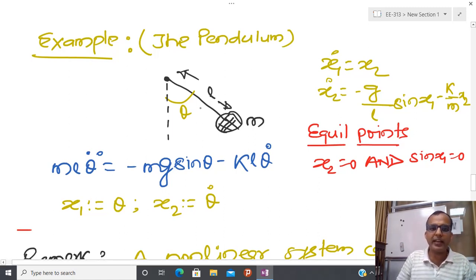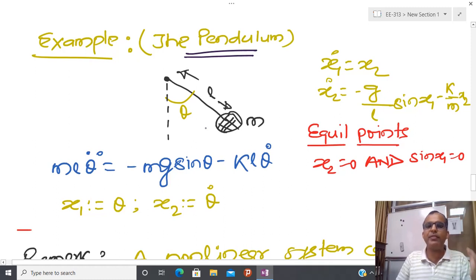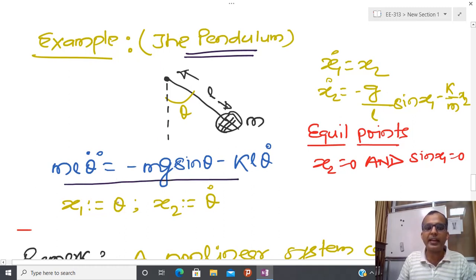So I am repeating the example of the pendulum system, and now you are able to see that the pendulum system is one of the very beautiful examples, because it is possible to explain several concepts using this simple example. And I hope now you are able to understand the dynamical equation of the pendulum. And here I am assuming two state variables, x1 equal to theta, x2 equal to theta dot.